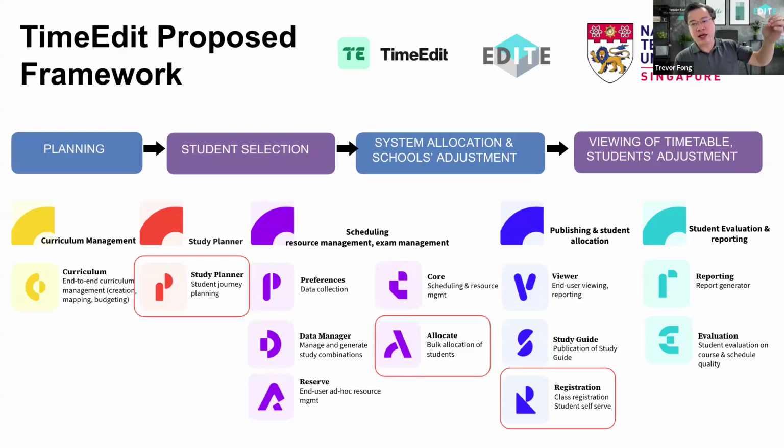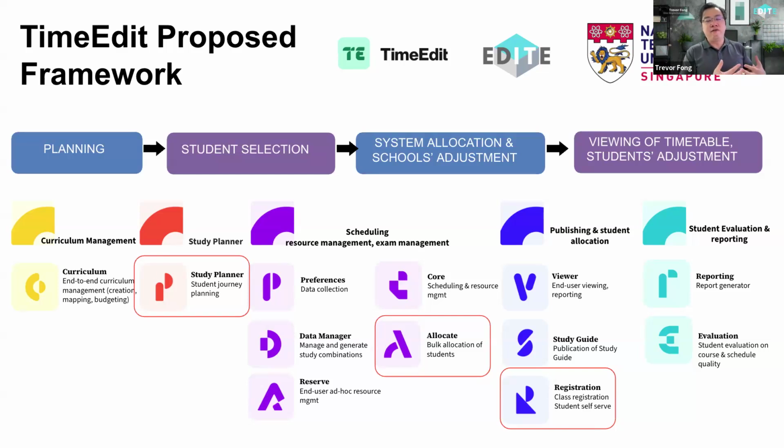They are able to select their base modules that they need, the mandatory modules, and then after that, their electives or their double degree, whatever, right? And then the registration is where you're giving students the flexibility for class registration and student self-serve. So that's the front-facing kind of applications. Then you have the allocate, and allocate is a back-end kind of thing. So later Jordan will show you that's normally done by administrators, right?